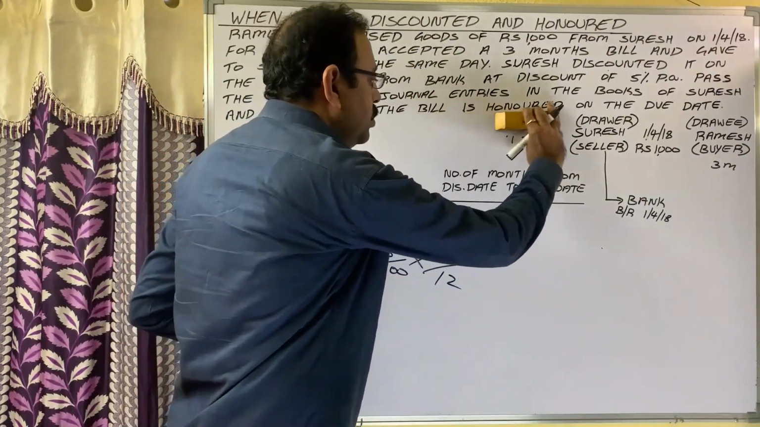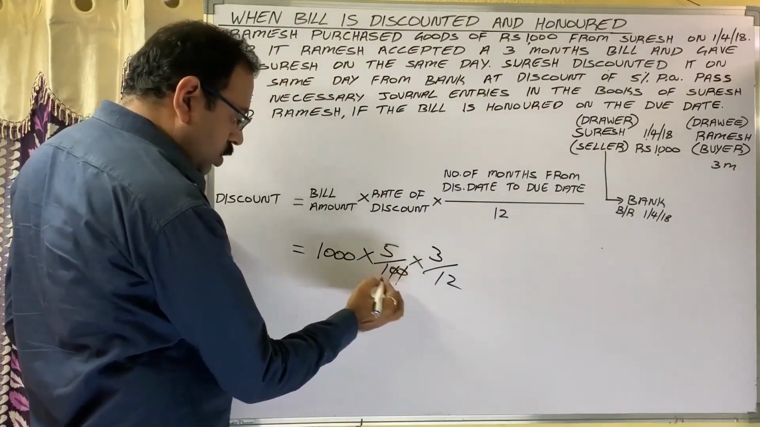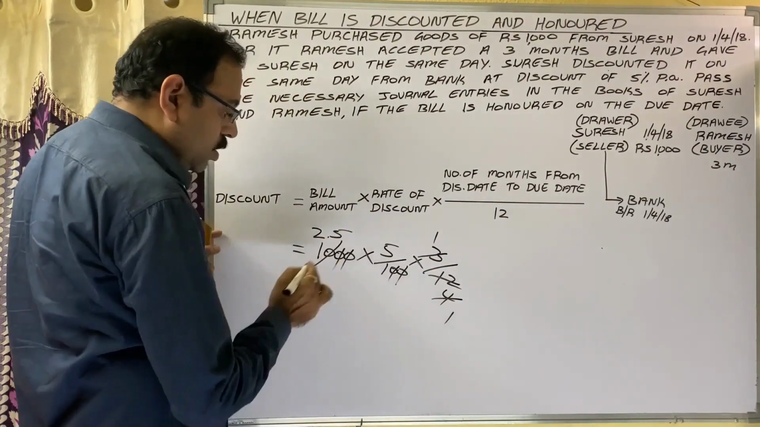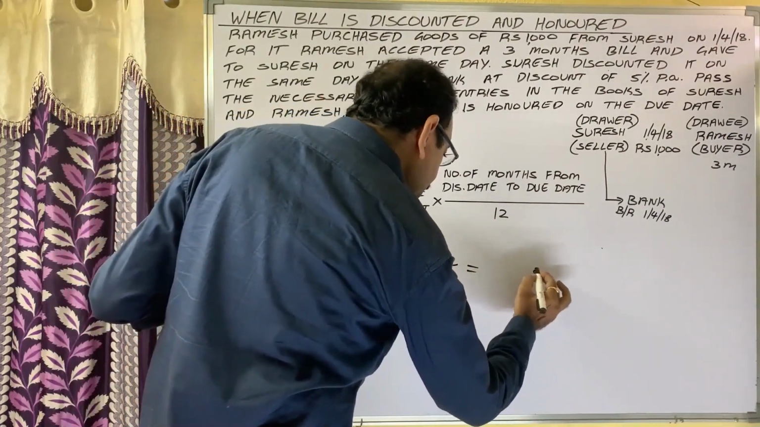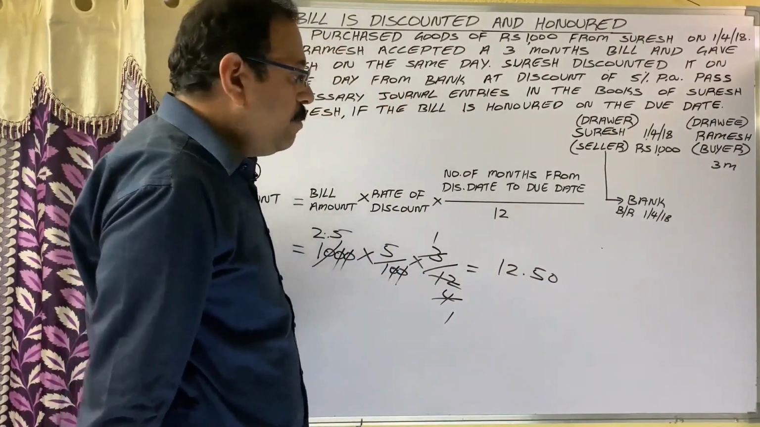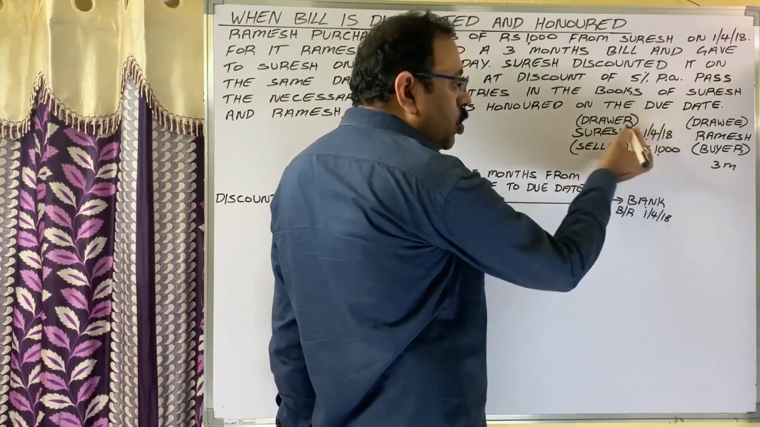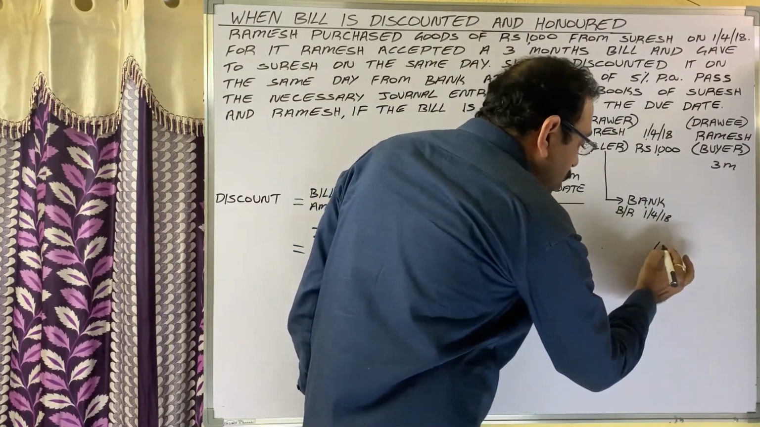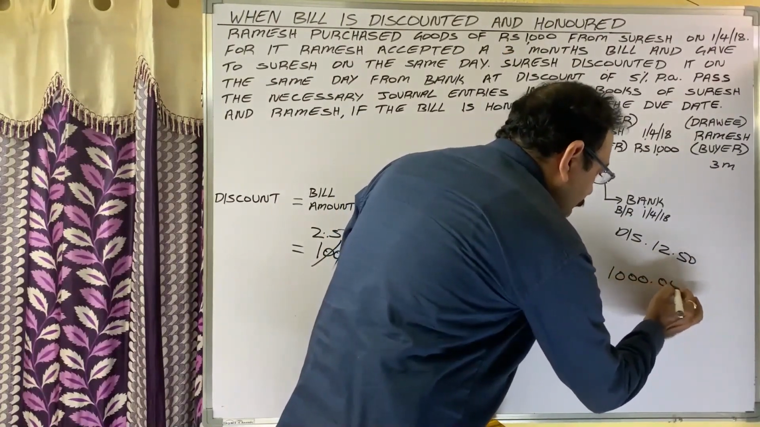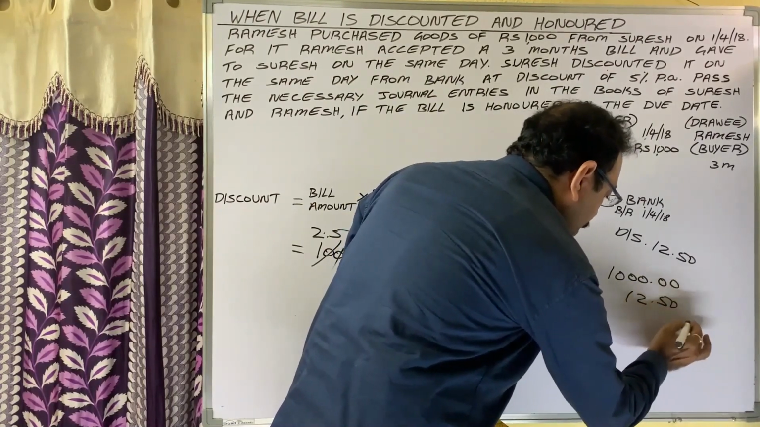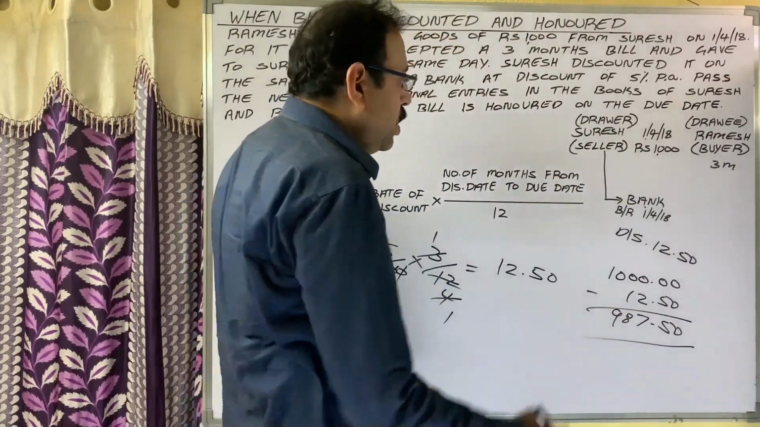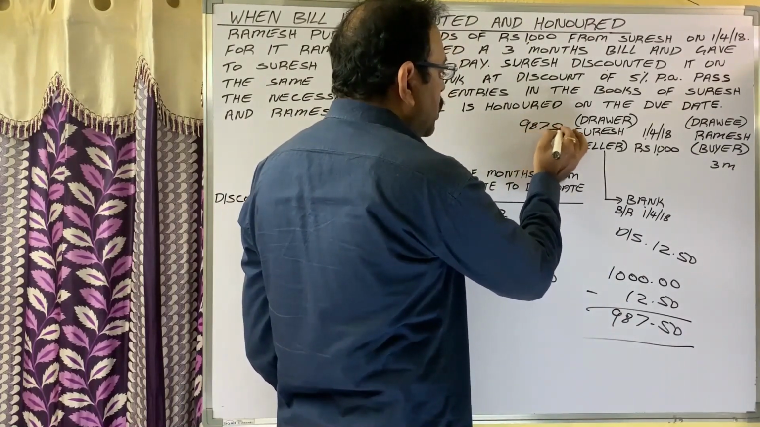Now, calculating: 2.5 into 5 is equal to 12.5. 12 rupees 50 paise is the discount. Then the bank will not pay the full amount of 1000 rupees to Suresh. How much will they deduct? 12 rupees 50 paise towards discount. Bill amount 1000 rupees minus discount 12 rupees 50 paise, then the remaining amount will be 987 rupees 50 paise. That will be paid to Suresh.